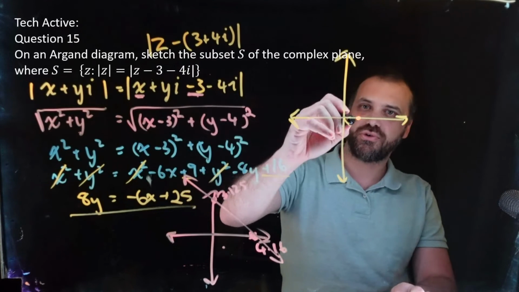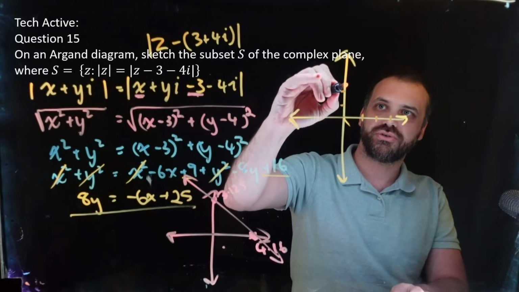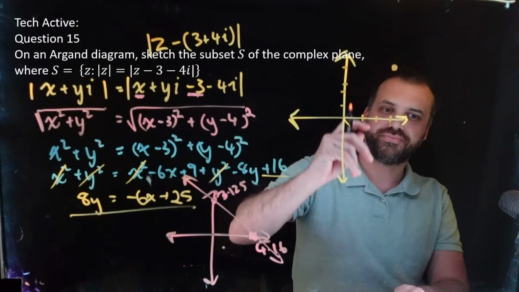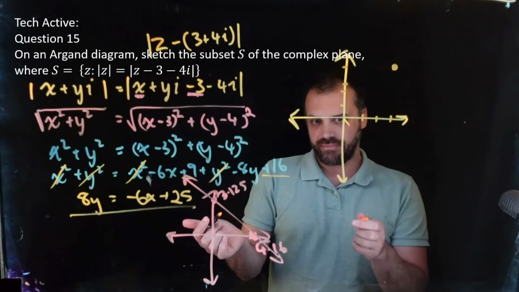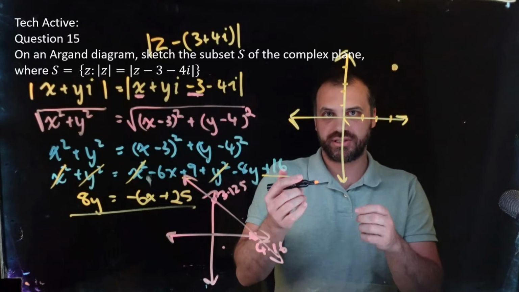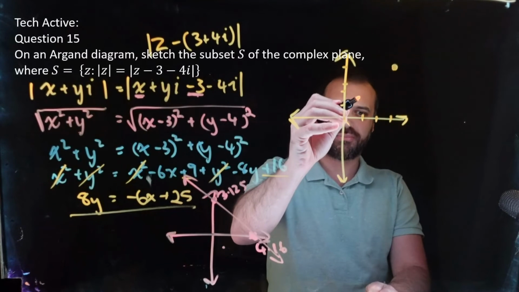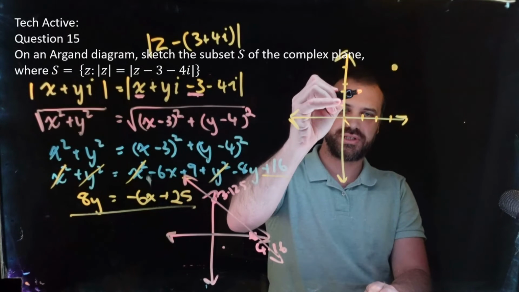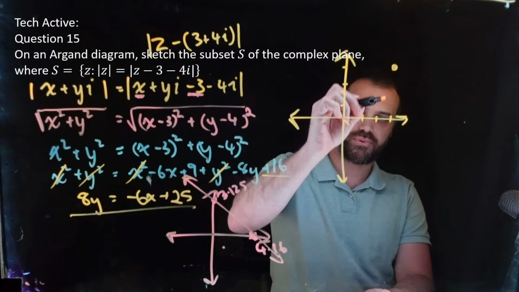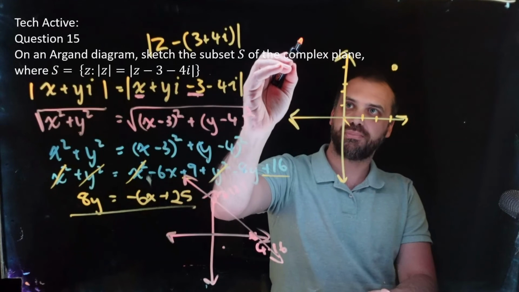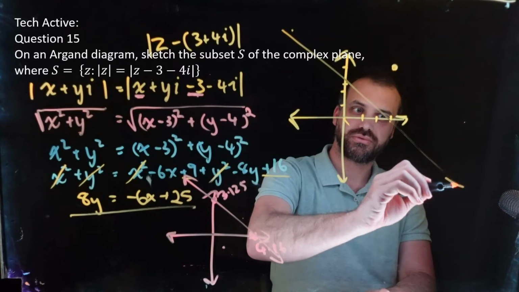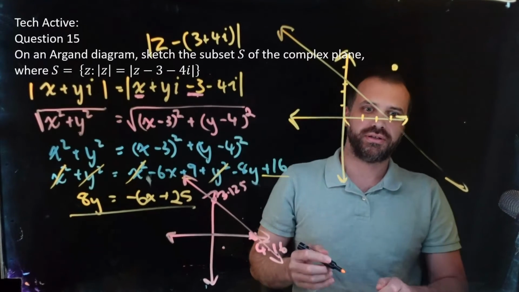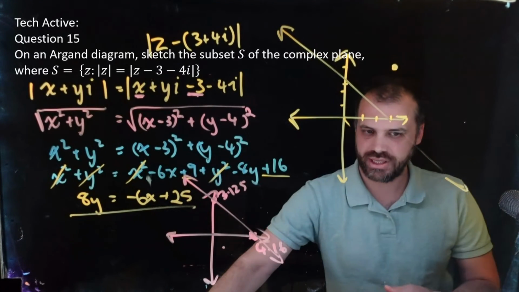So 3 plus 4i: 1, 2, 3, then 1, 2, 3, 4 is there. And they're saying, show me all of the complex numbers such that the distance from the origin to the complex number is equal to the distance between the complex number and that point there. And that is whatever we've just drawn. It's that. Okay. What does that mean?